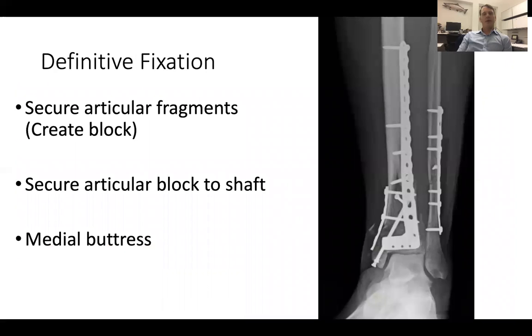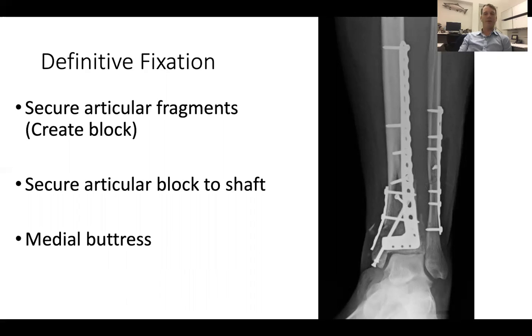This is sort of the definitive fixation I would typically do. So almost always do an anterolateral distal tibia plate. This plate gives you a row of screws that secure the articular block together, and it also allows you to secure that articular block to the shaft. However, I think a key point of discussion is this medial buttress. In this case, this was a valgus pilon fracture, so I went relatively light on the medial buttress.